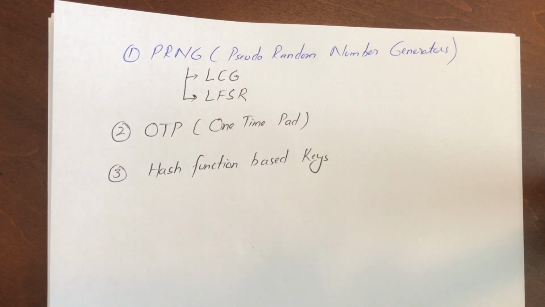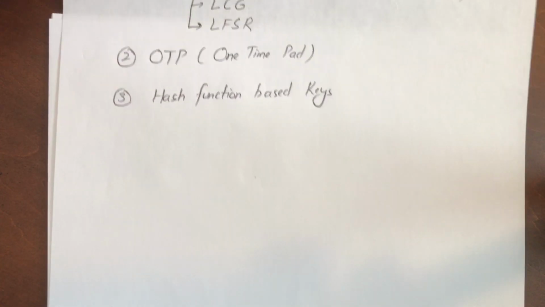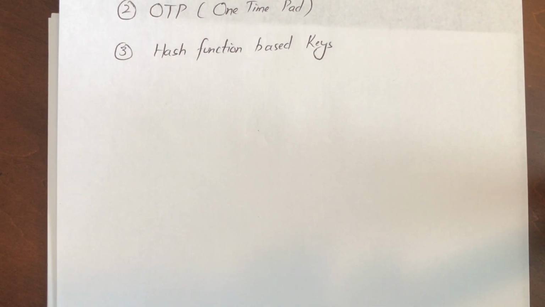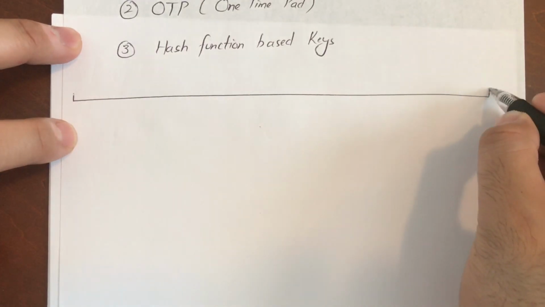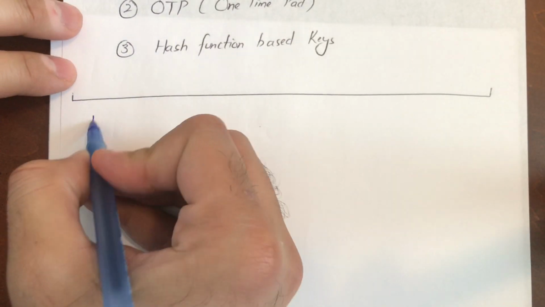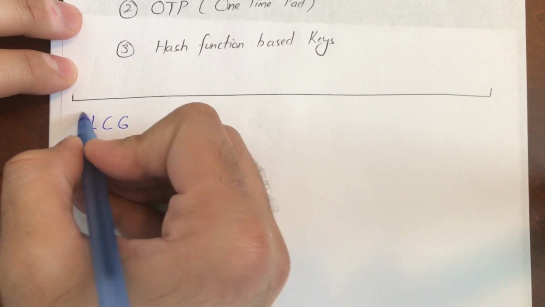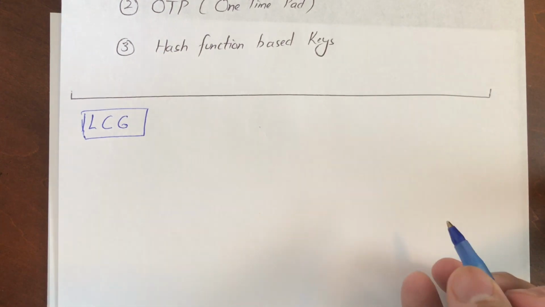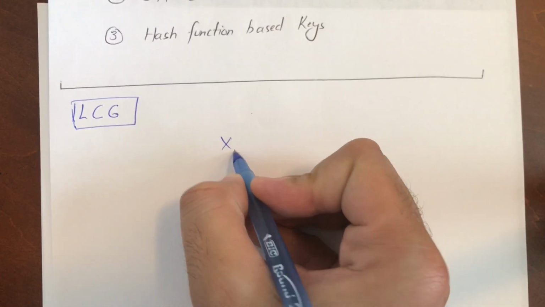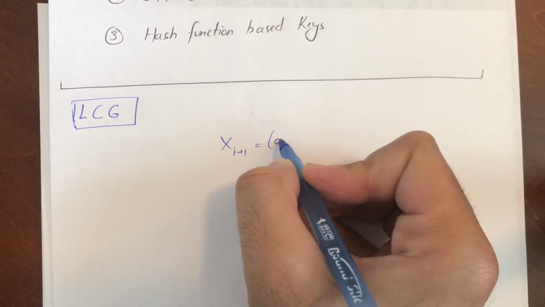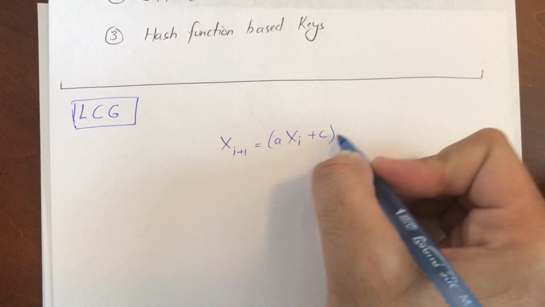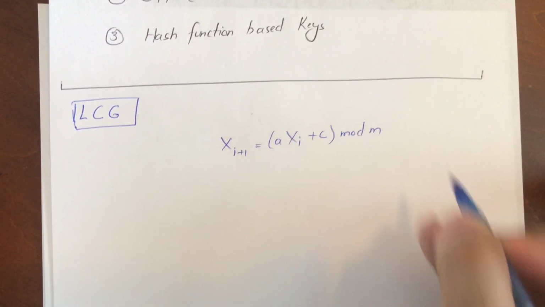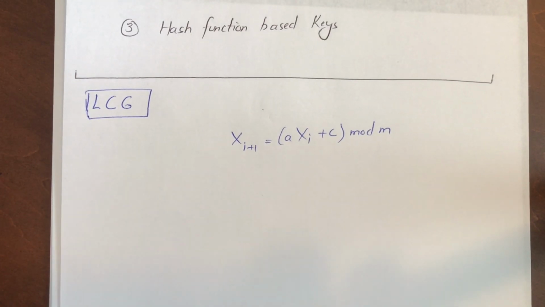Let me just give you a basic idea about the pseudo random number based scheme, the first one, PRNG. Let me give you the example of LCG, linear congruential generator. We will discuss LFSR in detail in our lab. LCG uses an equation. Let's say the equation is x(i+1) = (a xi + c) mod m. This is the equation to generate keys; both sender and receiver have this particular generator.